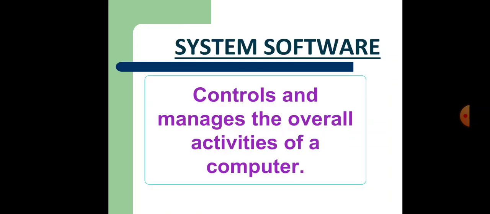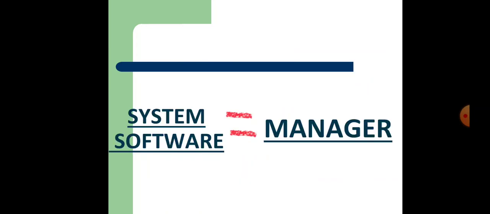Now we are going to learn about the system software. So what is system software? Children, system software is the one that controls and manages the overall activities of a computer. It's like a manager. A manager controls and sees that everything is working fine, every person is working fine. Similarly, a system software keeps a watch and controls and manages every activity that you do on a computer. Let us learn more about the system software.